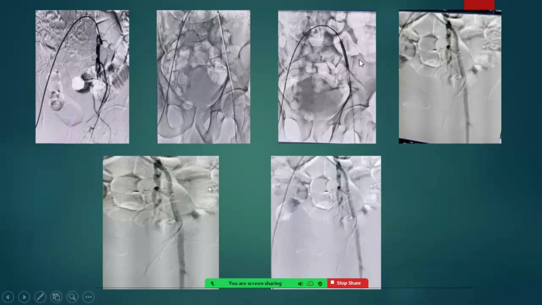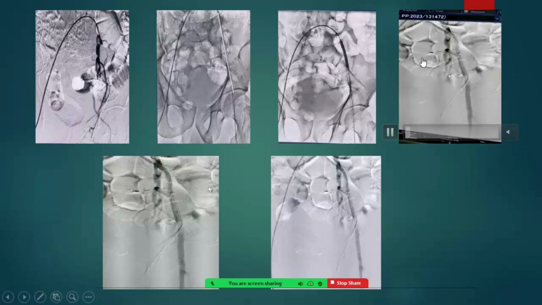So we did the stenting first, and after that we do the ballooning, just to take care that we do not rupture the external iliac artery, because it doesn't have any media. It only has the adventitia. So we only did the stenting first, then the balloon angioplasty. So this is the flow after the stenting.